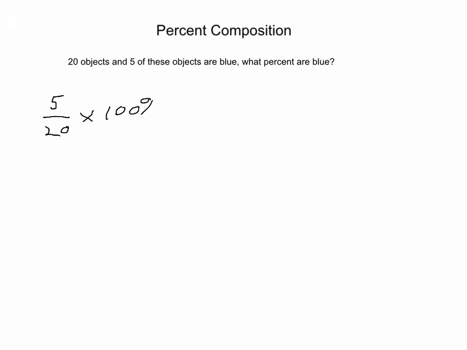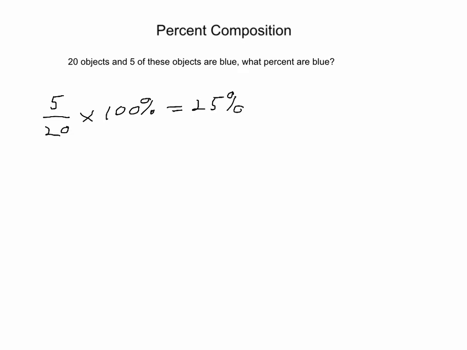Well, let's do a basic example. If there are 20 objects and 5 of these objects are blue, what percent are blue? And you've probably done a problem like this in math class, and all you do is you say, well, you do 5 objects divided by 20 times 100% equals 25%.